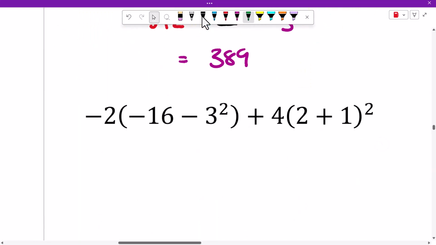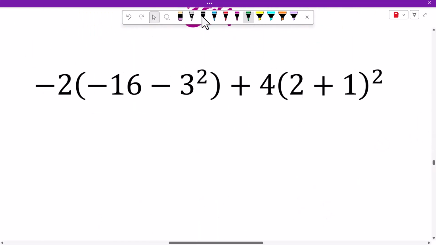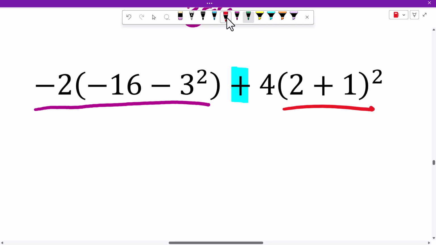Okay. Let's do another one. All right. Separate this. Plus or minus not inside of brackets. There's a plus, right? Here. So this is going to break this up into two parts. Let's do a purple here, and let's do a red here. Doesn't matter which one you pick.